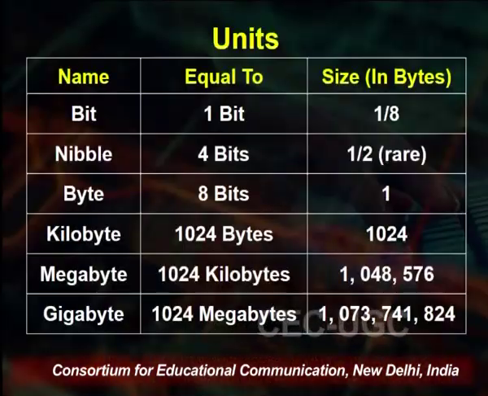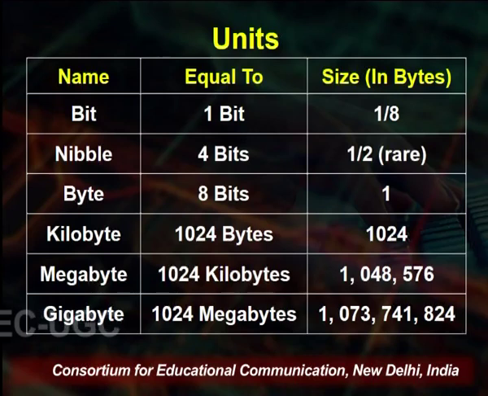Now what are the units of the memory devices? We will discuss some of the memory units. First is the bit, that is 1 bit, and in terms of the byte, it is 1/8. Now nibble is 4 bits, that is 1/2 byte, and it is very rare.